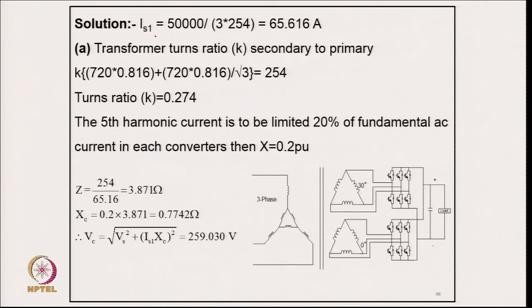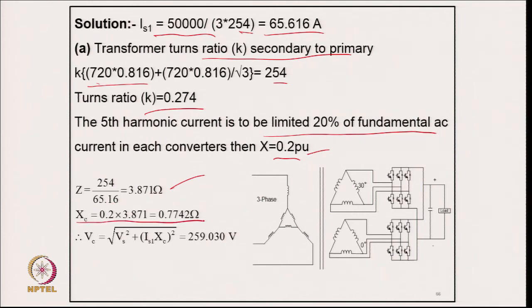So, coming to the solution part, we can find out the fundamental current from power and voltage for unity power factor. So, it comes around 65.616 ampere, and the transformer turns ratio for the given voltage, required 720 volt is the battery, and we have the fundamental voltage of the supply typically 254. So, the turns ratio comes 0.274, and the fifth harmonics current is to be limited to 20%. So, for this the reactance comes 0.2 ohm per unit, and then from this we can find out the base impedance, then we can find out the interfacing reactance for 20% of it.